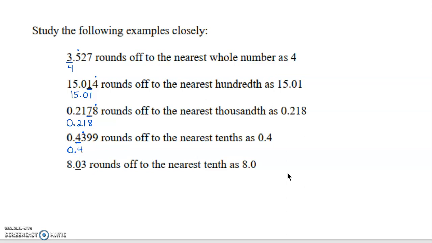And then for our last example, 8.03, we look at the 3. The 3 will not push the 0, so we leave the 8, and this time we can leave it as 8.0. I know that's the same thing as 8, but we're showing that we're rounding to the tenths place. So in this instance, it's fine to leave it as 8.0.